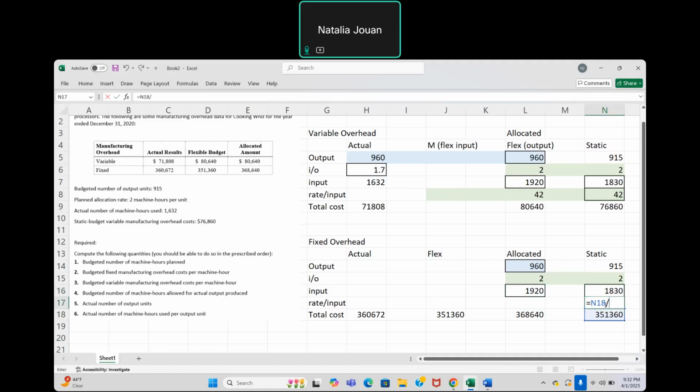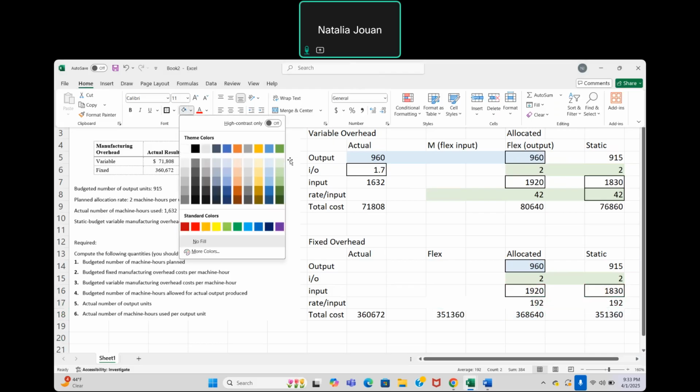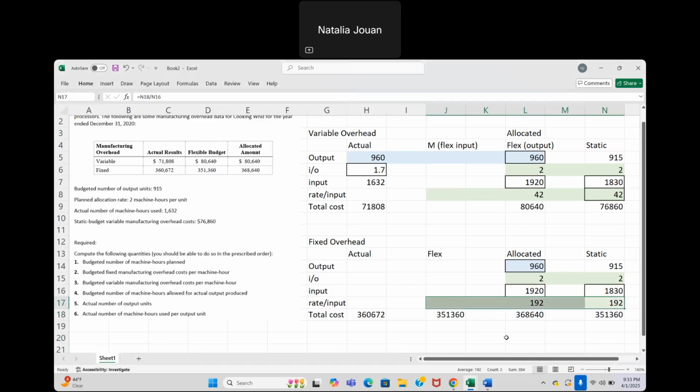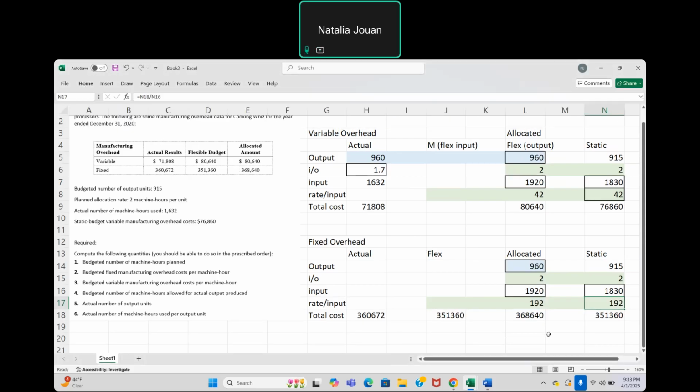Cost over driver, 192. It's right here. Cost over driver. See, same rate. Because this one travels, okay, all the way to flex. So it should be the same. Right? So this box is in, so that will be our answer. Okay. All right. This is it, guys.